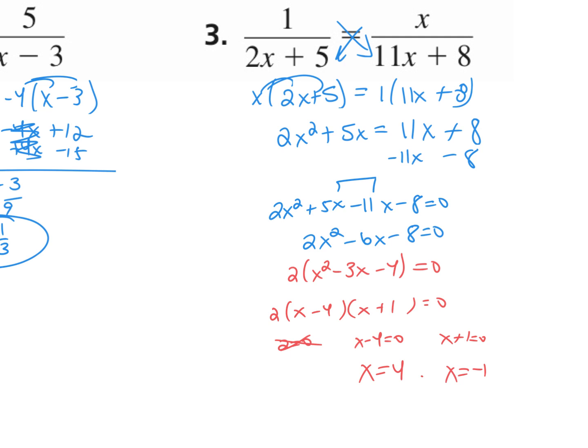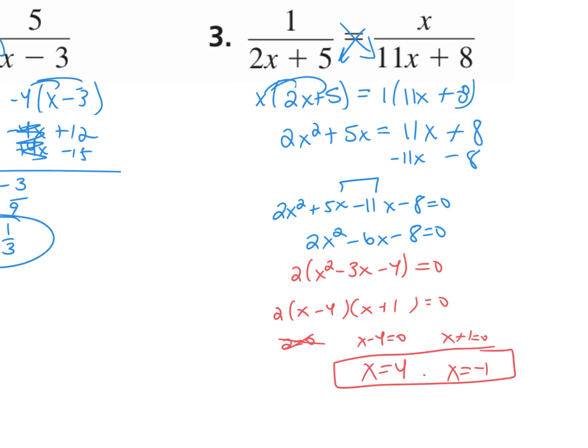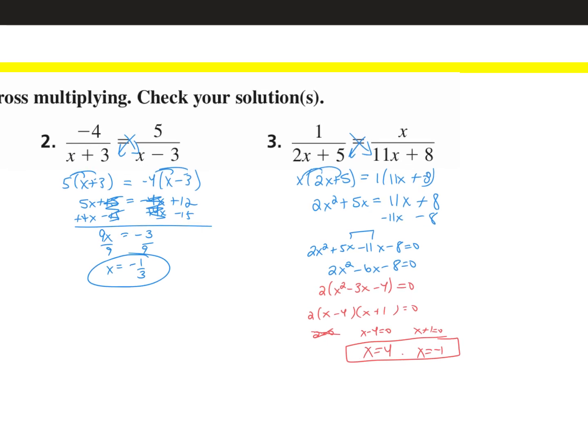If I plug in positive 4, 2 times 4 is 8 plus 5, 13. Okay, fine. If I plug in positive 4 on the other side, 11 times 4 is 44 plus 8. Okay, fine. What about negative 1? 2 times negative 1 plus 5. Good. Excuse me, 11 times negative 1 plus 8. Good. Nothing becomes 0, so we're good to go here. Questions? When you have a fraction equal to a fraction, it's real easy. We can just go ahead and cross multiply.